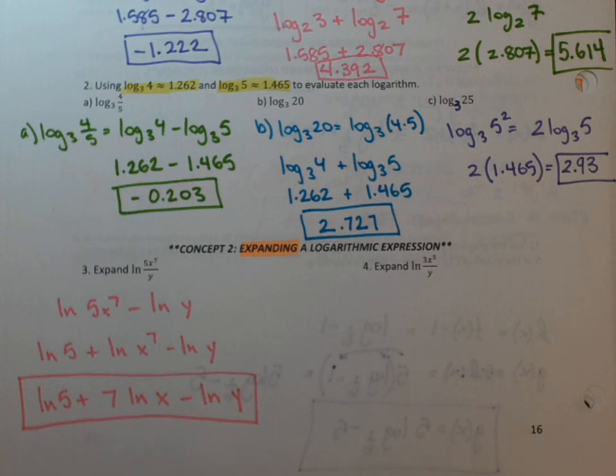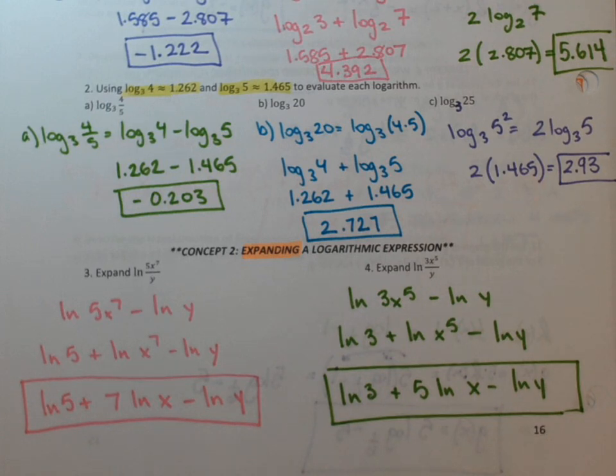Alright, go ahead and give number 4 a try. Just take it one part at a time. It's really similar to number 3. So off you go. Alright, here's the answer to number 4. Natural log of 3 plus 5 natural log of x minus the natural log of y. Alright, flip it on up.